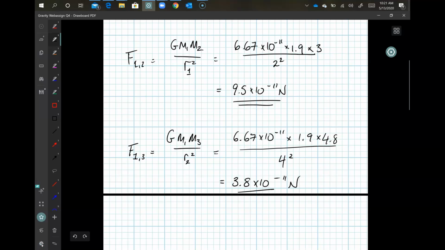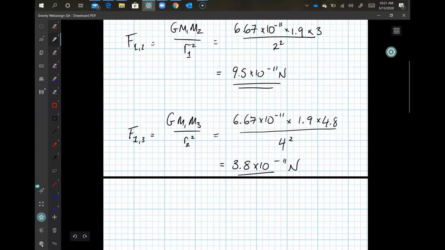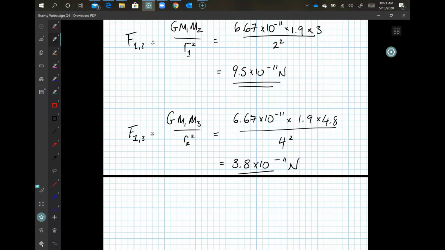So in terms of the battle of the two masses, which one has the bigger effect? It's going to be mass 2. Its force is several times bigger. So what do we do with those? Well, let's draw a little vector diagram.